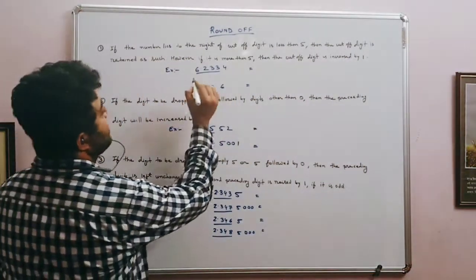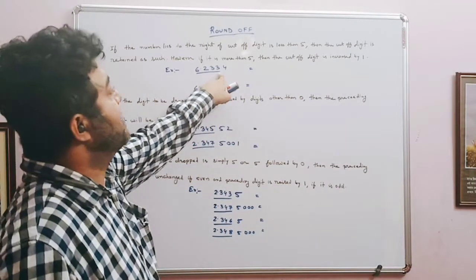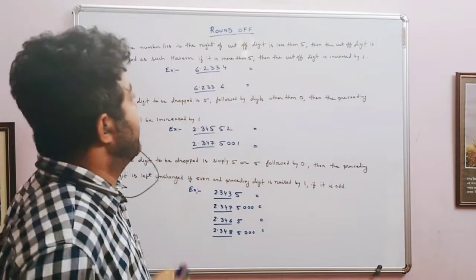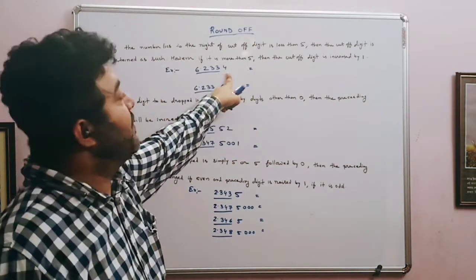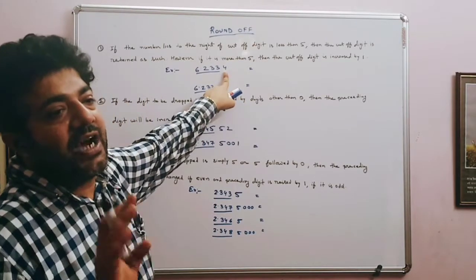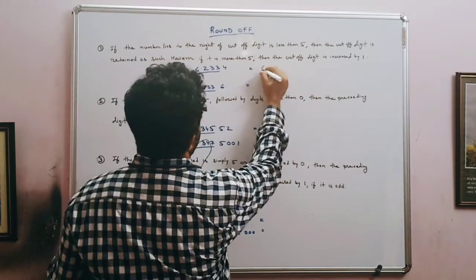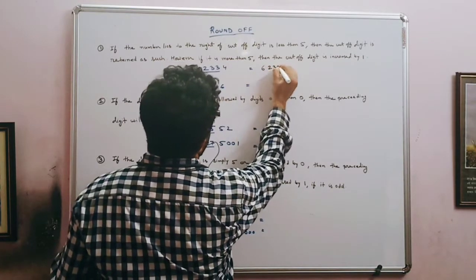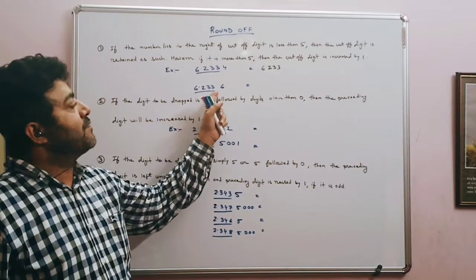इन द क्वेश्चन सपोज मुझे 4 सिग्निफिकेंट फिगर तक राउंड ऑफ करना है, तो मुझे 4 तक करना है. हम देखेंगे नेक्स्ट वाला नंबर क्या है, 4 है जो कि 5 से छोटा है. सो वी राइट एज इट इज 6.233. Now in the second one, we have to round off up to 4 significant figures.